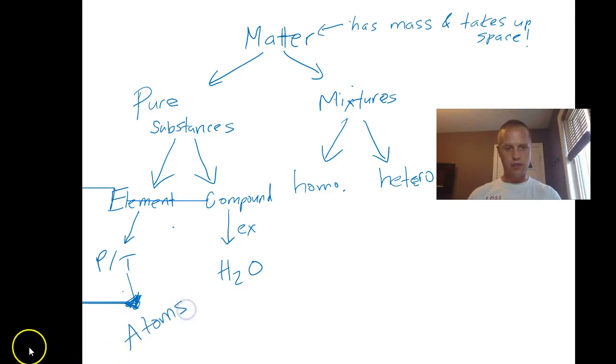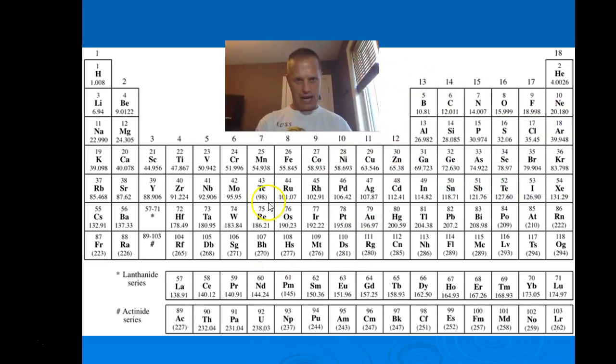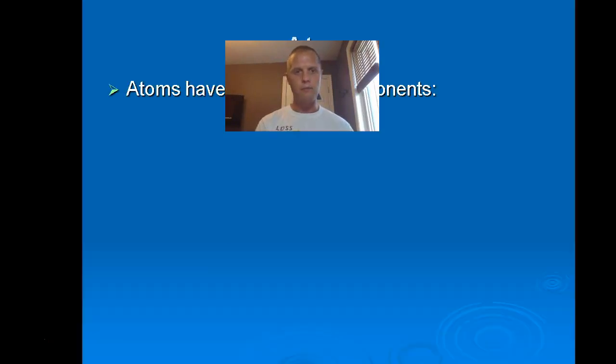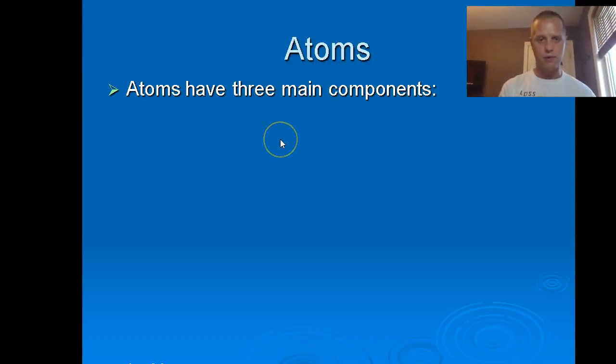Okay, so let's look at that. Here's the periodic table. We're going to look at this several times throughout the lessons, and each one of these represents a different type of atom. Now these atoms on the periodic table all have different sizes, and they're all made of the same type of things. We call them subatomic particles. Now, subatomic particles make up atoms. So atoms have three main components or subatomic particles.